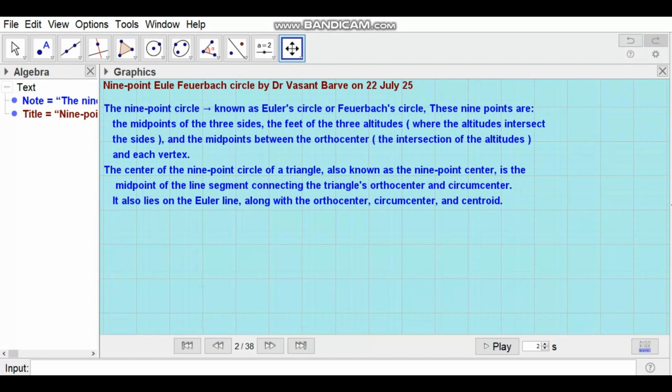connecting the triangle's orthocenter, that is, where the orthogonal lines meet, and circumcenter, that is, the point through which we can draw a circle passing through the 3 vertices of the triangle. It also lies on Euler line along with orthocenter, circumcenter, and centroid. Okay. Let us see these things one by one. So I'll remove this note now.